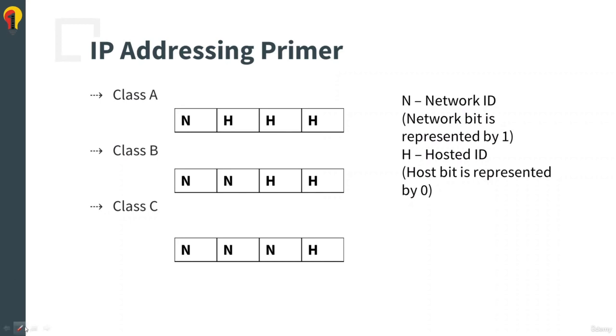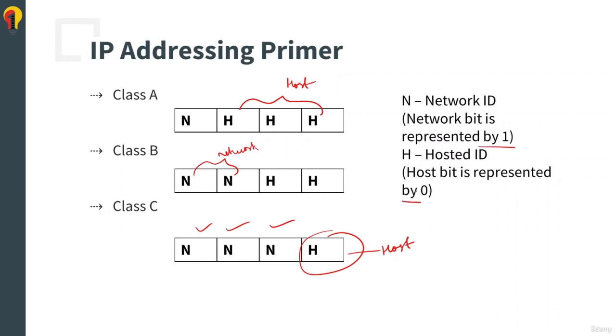We've already seen that an IP address is made up of network ID and host ID. So in class A, the first octet is our network ID and the rest 3 are the host ID. In class B, the first 2 are the network ID and the rest 2 are the host ID. In class C, the first 3 are the network ID and the last octet tells us about the host ID. Network bit is represented by 1 and host bit is represented by 0.